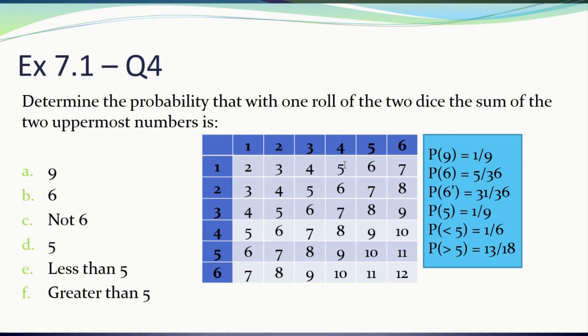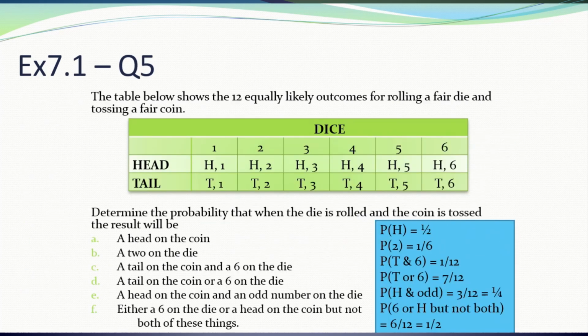4 out of 36. Less than 5. Less than 5 is all this. So 1, 2, 3, 4, 5, 6. 6 out of 36, answer is 1 over 6. These two are not complementary of each other. Less than 5 is here. Greater than 5 is here. 5 is not included, so you got to calculate. So greater than 5 is 6 onward. So you calculate all this, you will get 13 over 18.